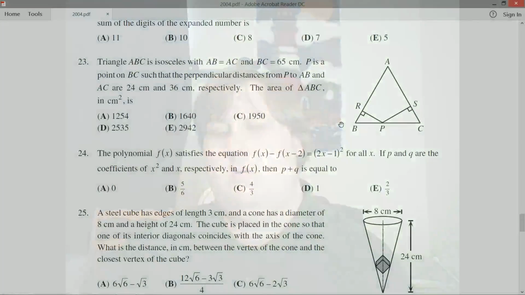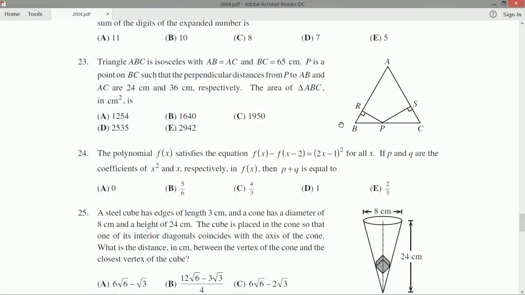But is there another way to do this? We ultimately want p plus q. Are there certain values of x I could plug in that might make my life a little easier? For example, if I plugged in, say, x equals 2, because what I'm thinking is this.